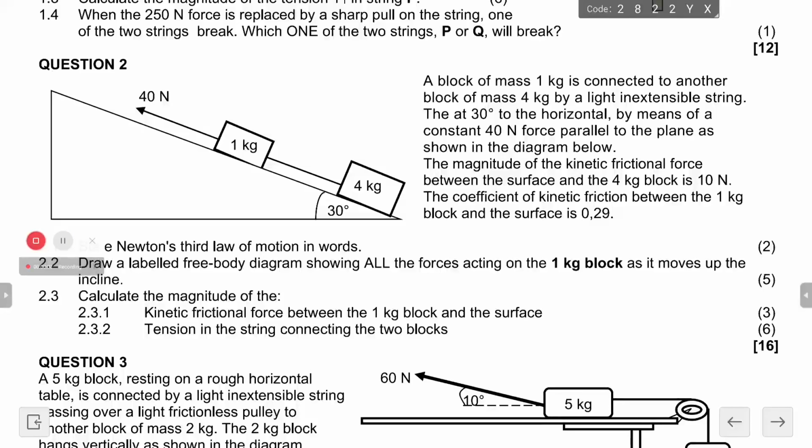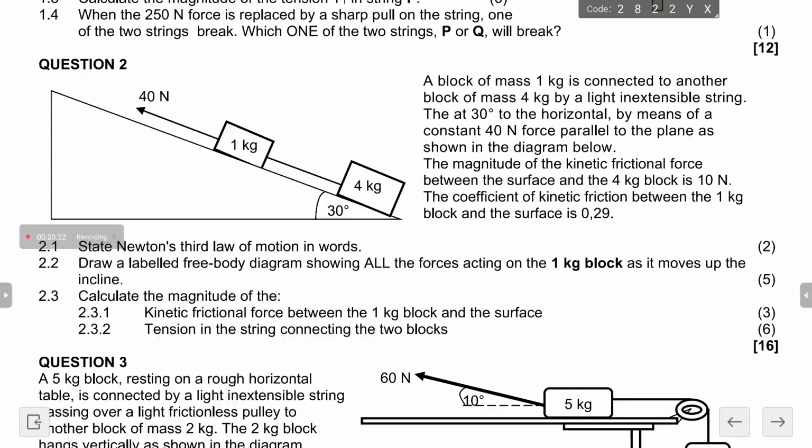Hello and welcome to the revision session for Physical Sciences grade 11/12. It's used for both grades, so we'll be discussing matters that have to do with Newton's laws of motion.